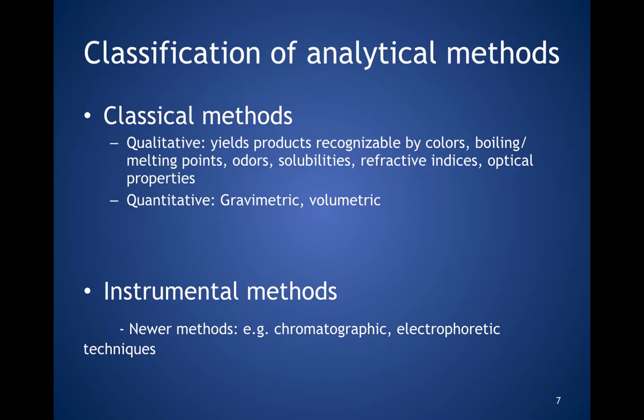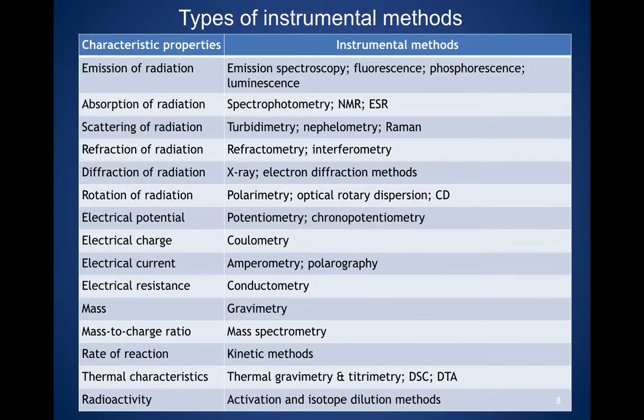Also, instrumental methods are newer methods. You might have heard of chromatography in analytical chemistry. So we will deal with chromatographic techniques here and electrophoretic techniques. And don't be overwhelmed with these techniques because we're going to study this piece by piece. I know that there's a lot of information here, and don't be overwhelmed. These are the different types of instrumental methods. I will not ask you to memorize each of these.